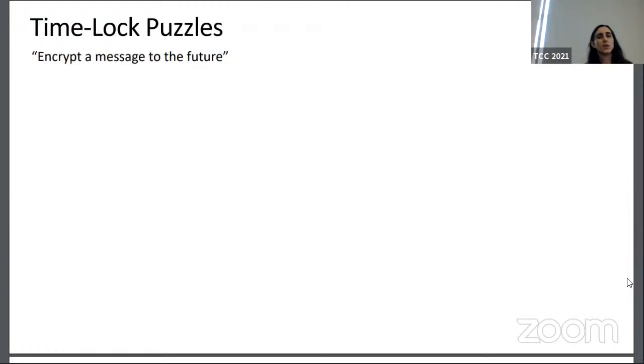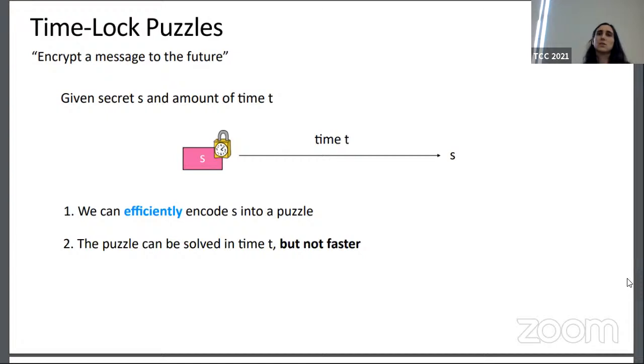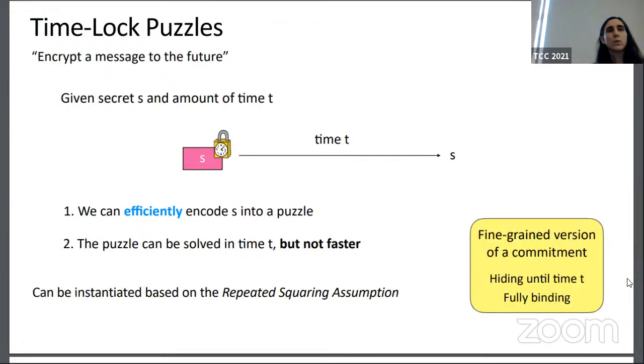So the focus of this work is the notion of time lock puzzles. Basically, what a time lock puzzle allows you to do is hide some value for some amount of time. So given some secret S that we want to hide and some amount of time T, we can efficiently encode S into a puzzle. And this puzzle can be solved in time T, but not faster. And by efficiently encode, I mean in time much, much less than T. One way to think about a time lock puzzle is just as a fine-grained analog of a commitment. So encoding is quick, it's fully binding, but then it's only hiding until time T rather than indefinitely.